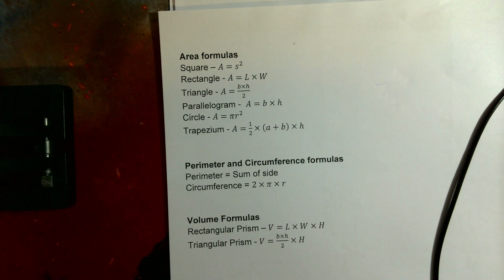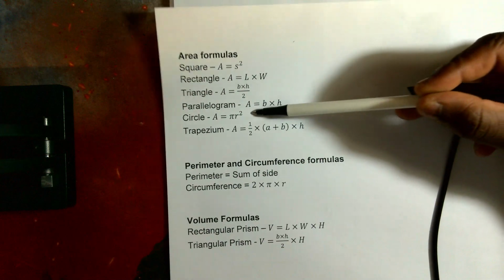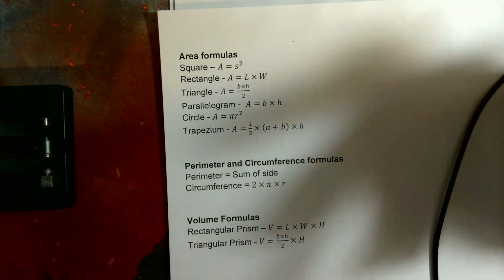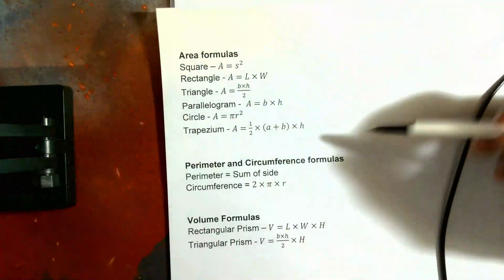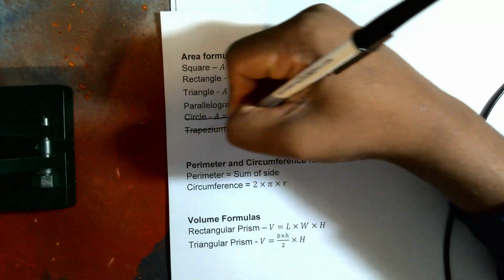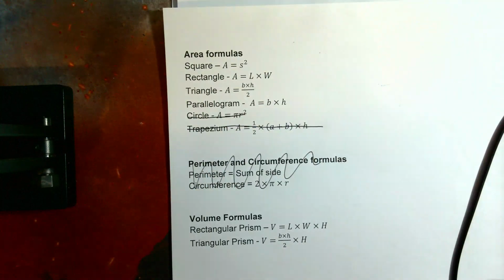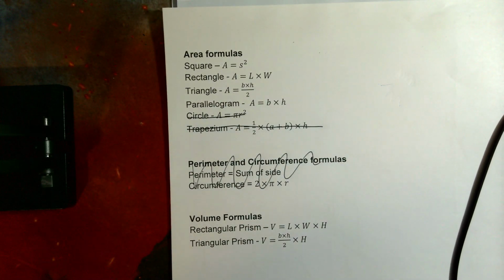next week, is we haven't looked at area of a trapezium, we haven't looked at area of a circle. So when you get this formula sheet in your exam, I would cross those out. We don't look at perimeter, so those formulas aren't needed.